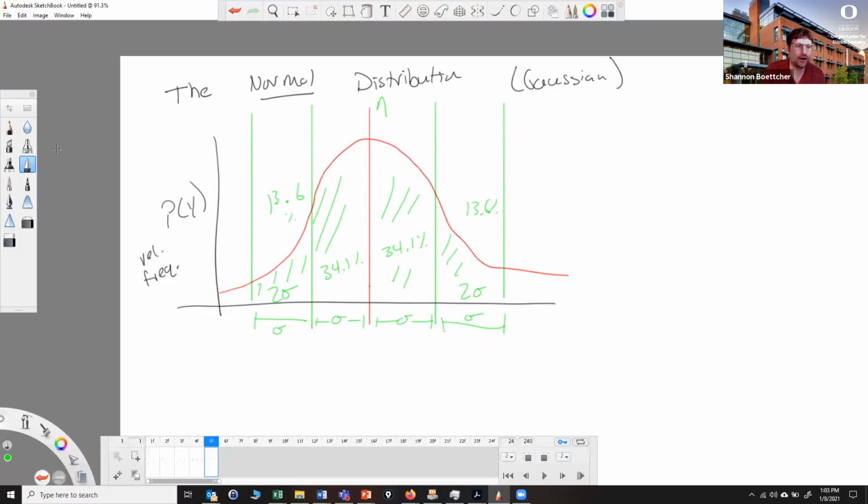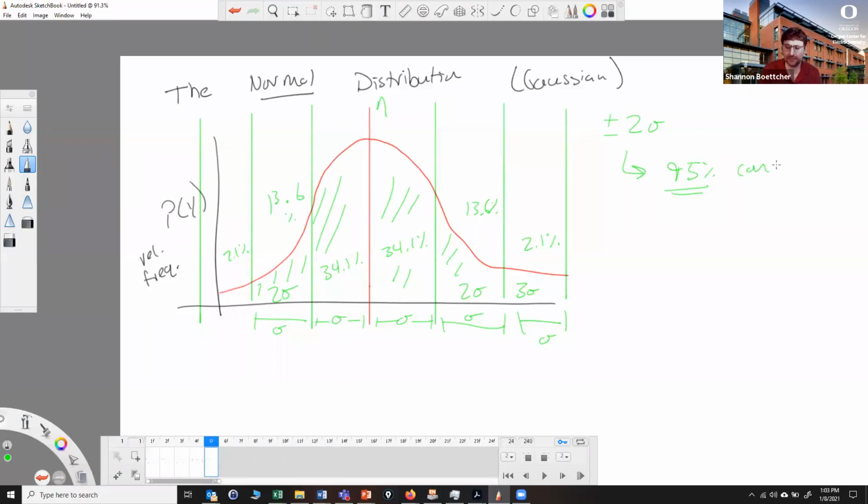13.6%. And then if I go out one more sigma, 3 sigma, another sigma here, over here there's going to be 2.1%. So if I go plus or minus 2 sigma, what fraction of the data is that going to be? Well, it's actually 95%, 95-ish. So that's the 95% confidence interval.